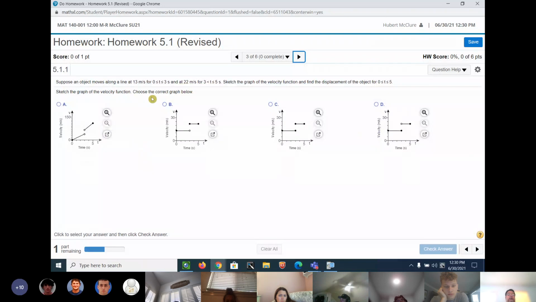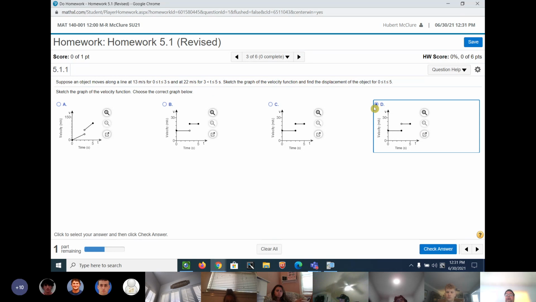Piecewise function. You've got, suppose an object moves along a line at 13 meters per second from 0 to 3 and 22 from 3 to 5. So you got a line at 0 to 3 and you got a line at 3 to 5. So it's either going to be this one, maybe this one, depending on where it falls. Then you got to look at the dots. This one's going to have an open circle and a closed circle. So it might be that one. This one's going to have a closed circle and a closed circle, so it looks like delta.